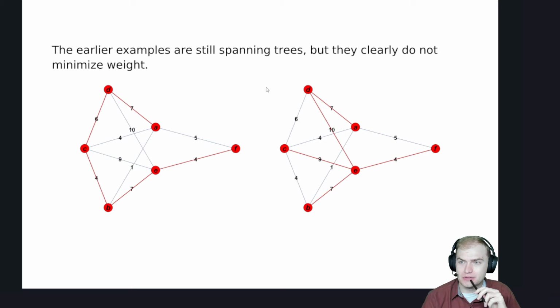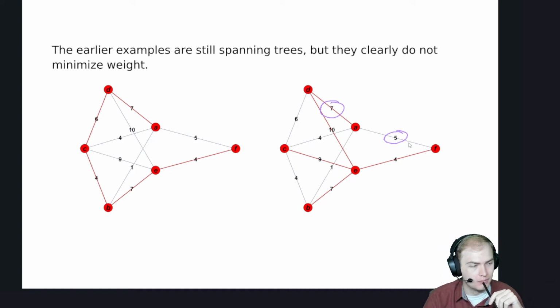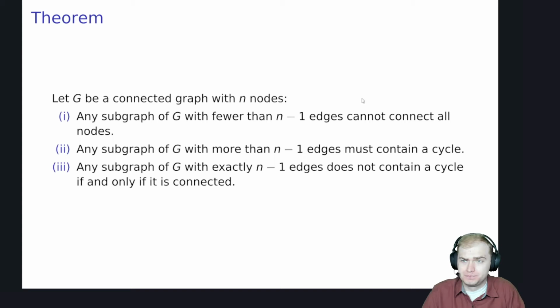The earlier examples that I gave are still spanning trees, but they don't necessarily minimize weight. For example, we can see that 7 here, we could just replace that edge with this edge, and we would lose 2 weight without reducing it from a spanning tree. As an example. So we have a theorem about spanning trees.